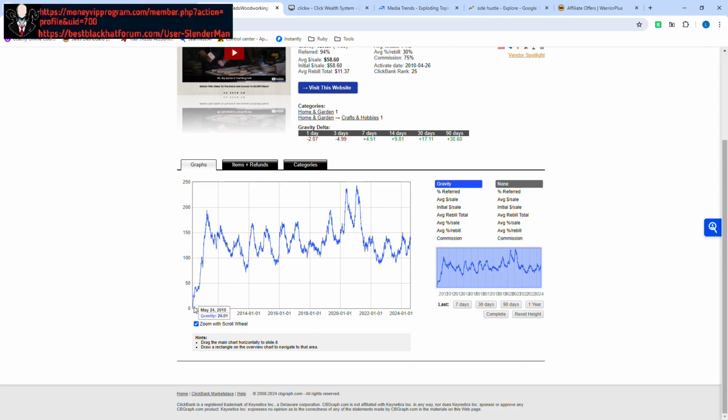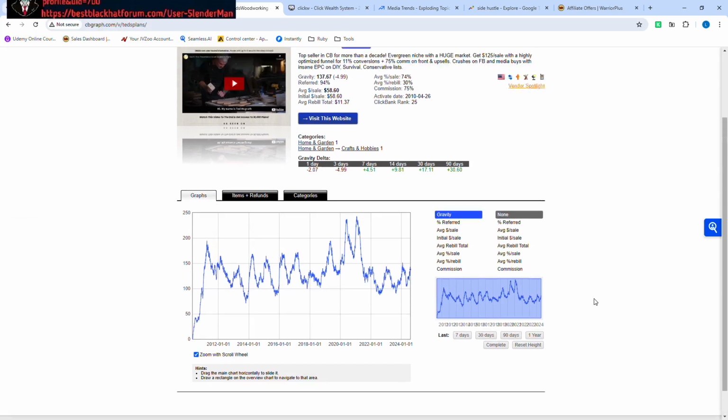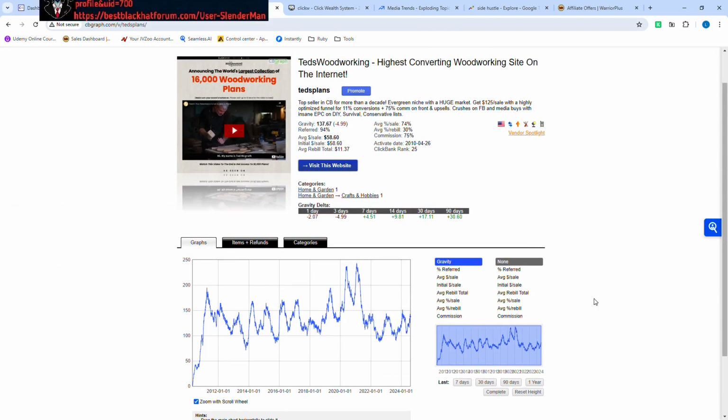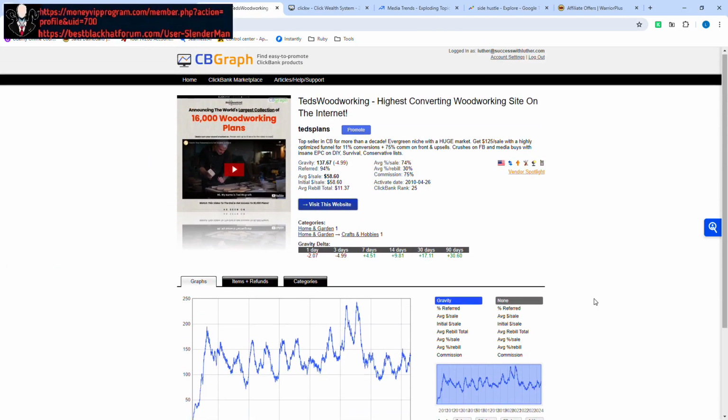So let's see, it was launched about May or so, 2010. And then in the following year it started to take off. And it had its best year in '21, and then it started to come down a little bit. But that's still a lot of affiliate action going on right here. A lot of people buying ads for this offer. So that kind of tells you something.